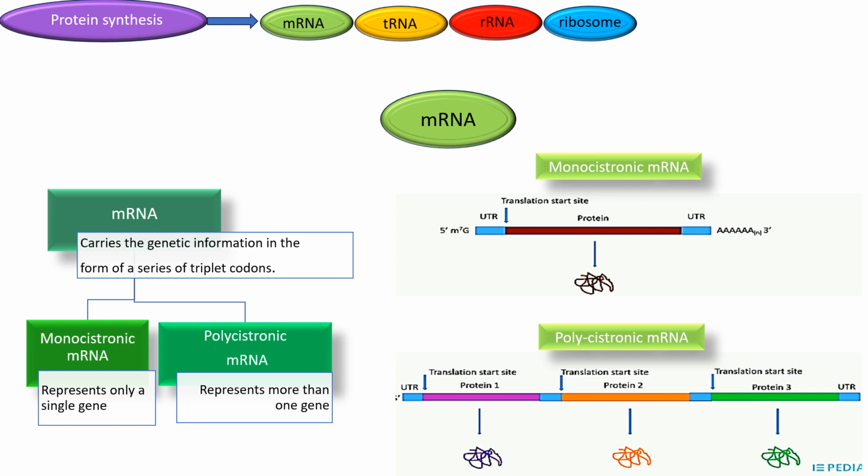Let's talk about types of the mRNAs. There are two types of mRNAs. First one is monocistronic mRNA. It represents only a single gene, which means after translation only one type of protein molecule will be synthesized. Whereas in case of polycistronic mRNA, the particular mRNA represents more than one gene. So after translation, more than one kind of protein molecules will be synthesized. As far as the prokaryotic cells are concerned, most of the prokaryotes have polycistronic mRNA.